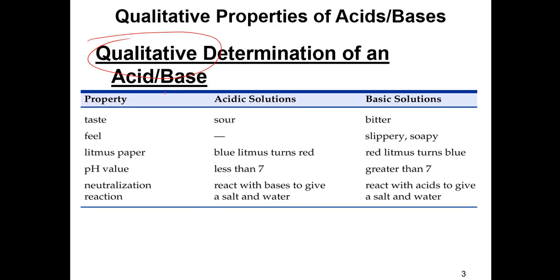Now we're going to be looking at qualitative determinations. So we assume that we've created our acidic or basic solution by adding in an acid or base, and we need to figure out through its qualities or properties whether it's acidic or basic without actually using fancy instruments. So there are different ways that we can do this.